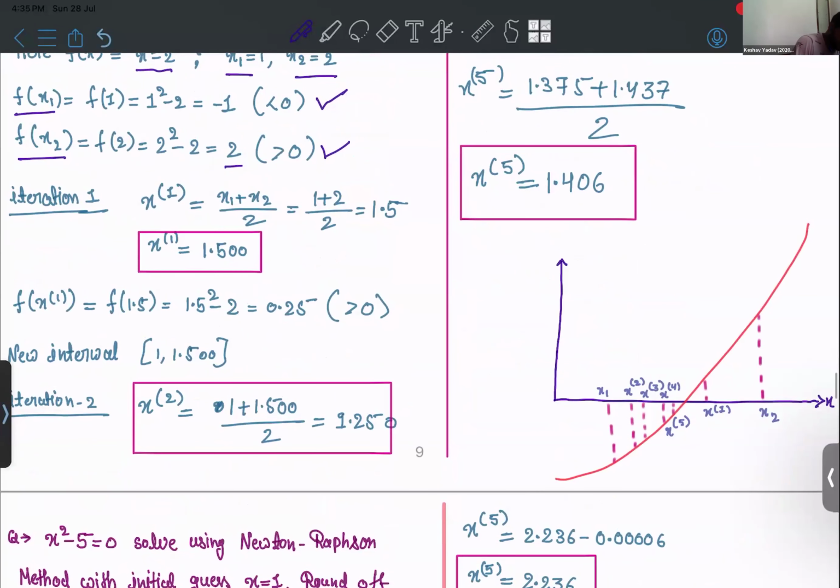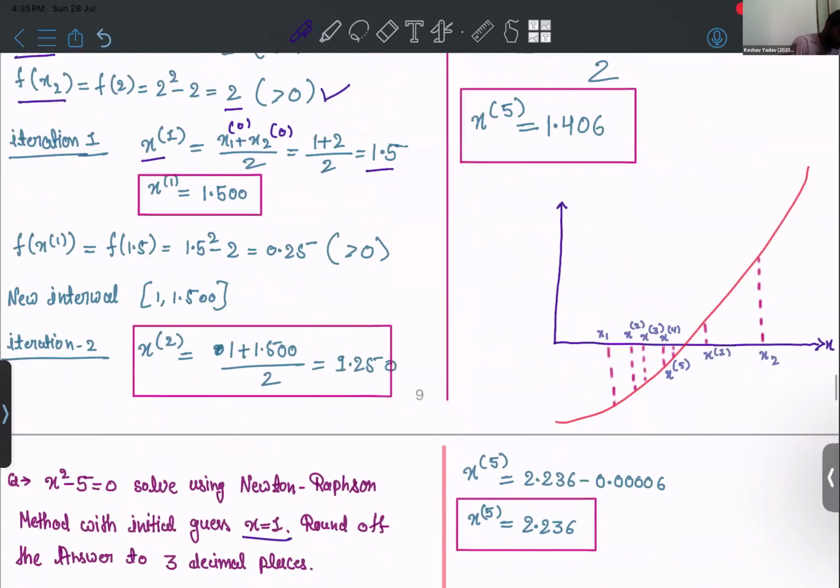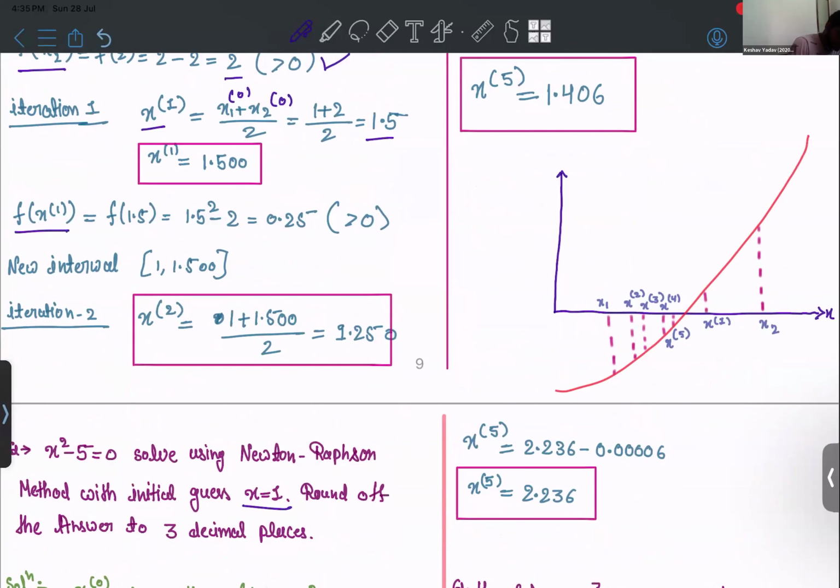Now in the first iteration, what will be the value of x? x1 plus x2 at the 0th iteration divided by 2, this will give 1.5, means our result after the first iteration is 1.500. Now what will be the value of the function at this point? The value comes as positive. Positive means in the earlier iteration, suppose x1 and x2 were there, whichever point the function was positive, that will be replaced. So we know at x equal to 2, the value was positive, so x equal to 2 will be replaced. So our new interval will be 1, 1.5.